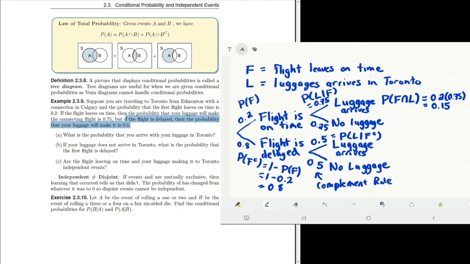So now let's find the probability that the flight is on time and your luggage does not arrive in Toronto. So now we're looking at multiplying the first branch, which is 0.2, times the second branch, which is 0.25. And this will give us 0.05.